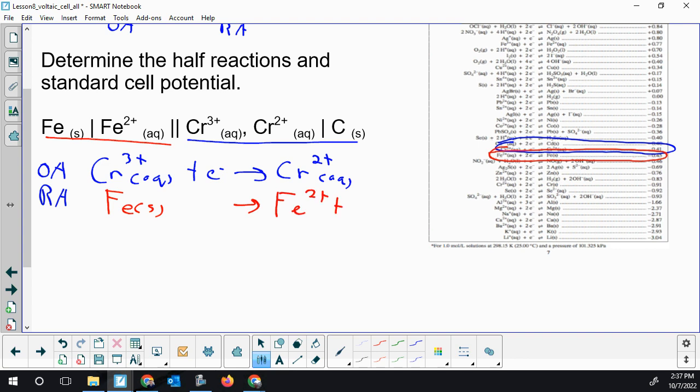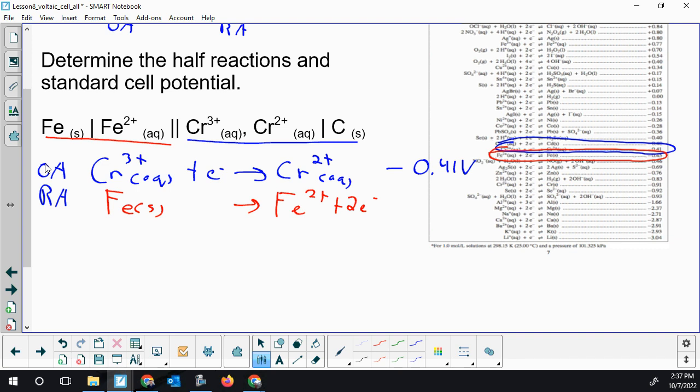So we've determined the half reactions. Now I'm going to grab the voltages that I haven't done before, and I'll keep my color coding. The blue OA, minus 0.41 volts.